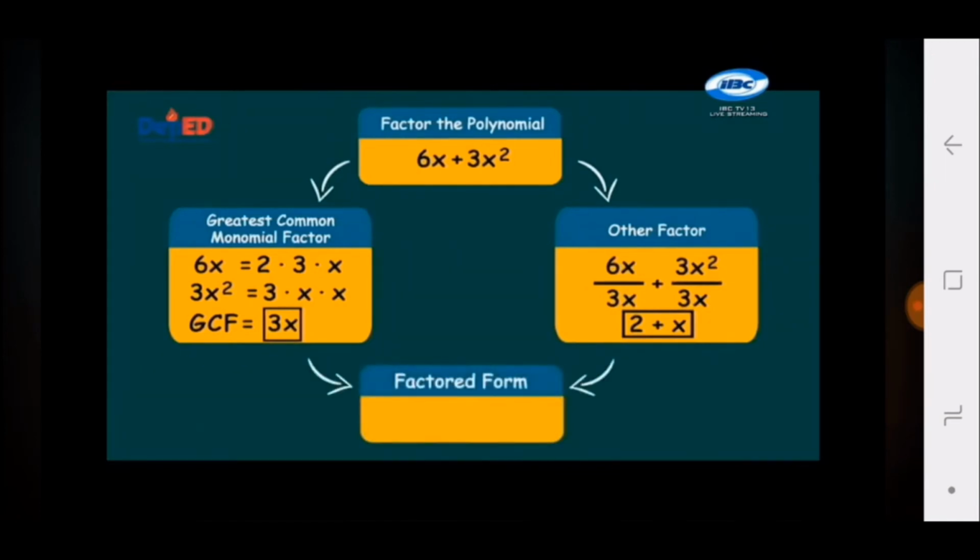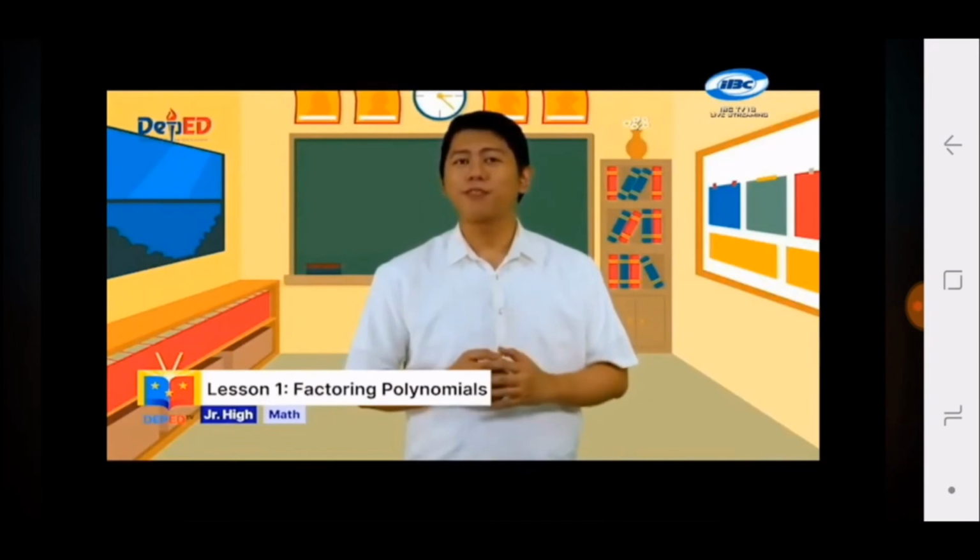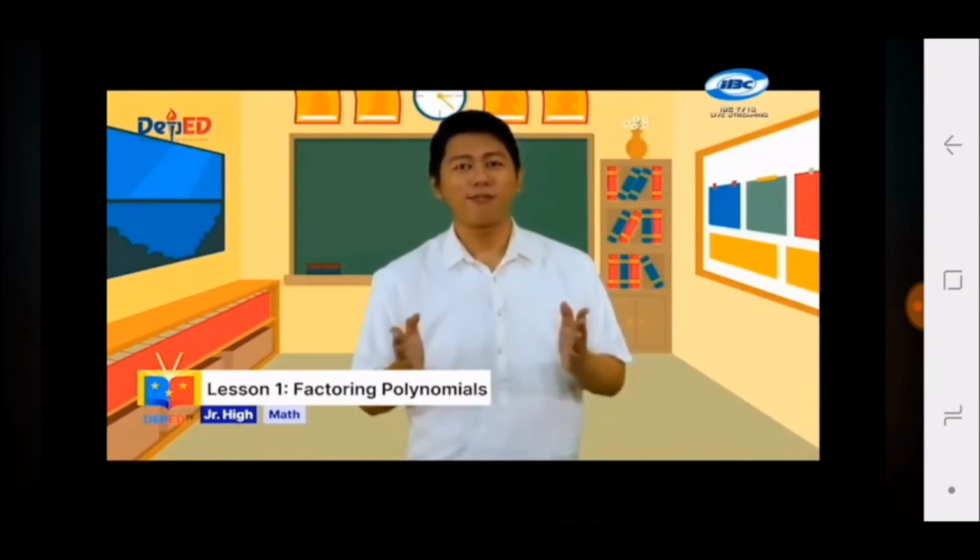Last step is to write the polynomial in factored form. The polynomial 6x plus 3x squared can be written in factored form as 3x multiplied by the quantity 2 plus x. Remember that getting the greatest common monomial factor is different from writing a polynomial in its factored form.